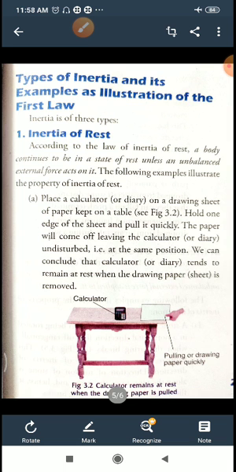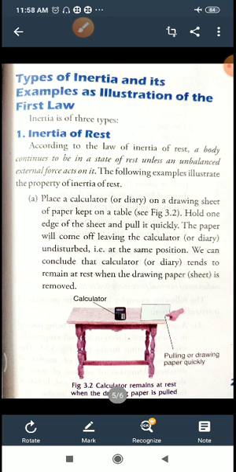Now, types of inertia and their examples as illustrations of the first law. Inertia of rest: according to the law of inertia of rest, a body continues to be in the state of rest unless an unbalanced external force acts on it. We discussed this in previous classes also. If an object is in the state of rest, it will remain at rest forever until and unless an external unbalanced force acts on it.